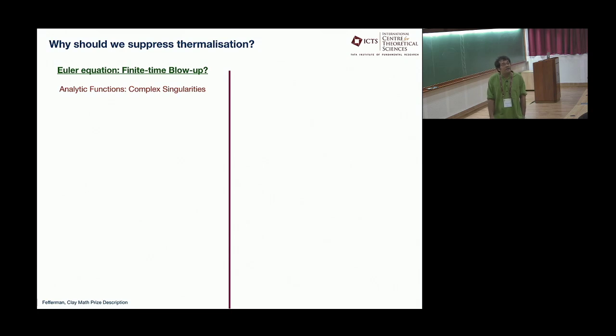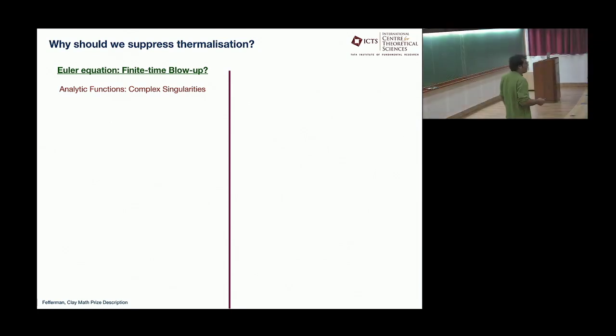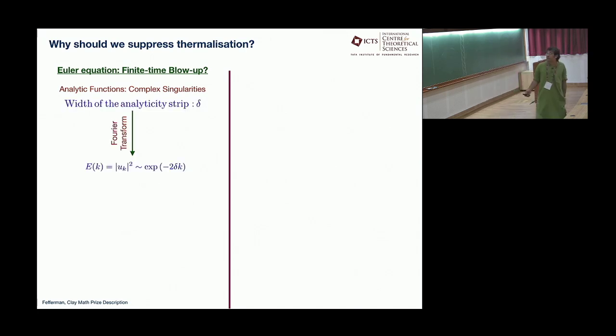For this, I'll give you two reasons. The first goes back to that ancient problem of Euler equations and finite time blow-up. A very nice write-up is by Fefferman on the Clay website, which describes what I'm going to say in about two slides. And it's the following. We know that at least certainly up to some time, the solutions of the three-dimensional Euler equations are analytic. There could be complex singularities, but they're certainly not hitting the real domain.